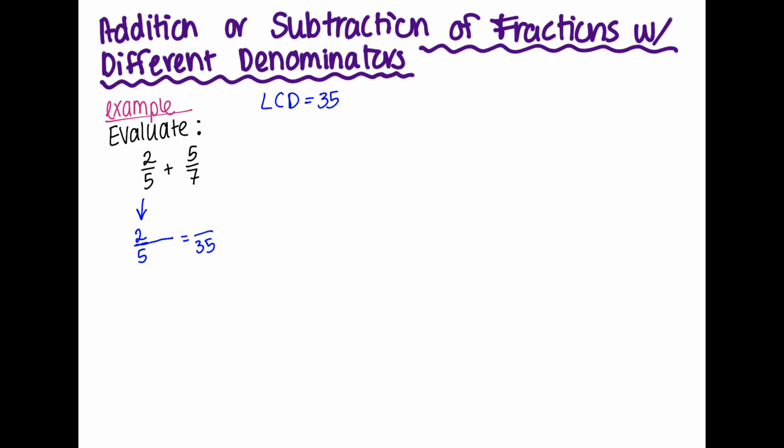So if we want to change 5 into 35, we would be multiplying it by 7. 5 times 7 gives me 35. But whatever you do on the bottom, you have to also do on the top. So 2 times 7 is going to give me 14. That means 2/5 is the same fraction as 14 over 35.